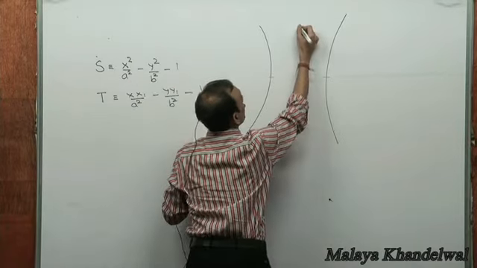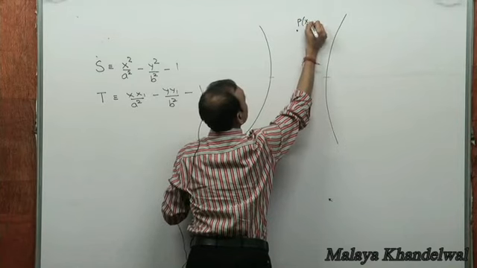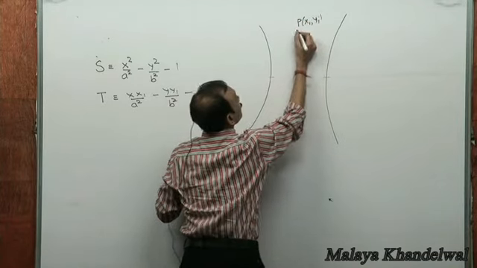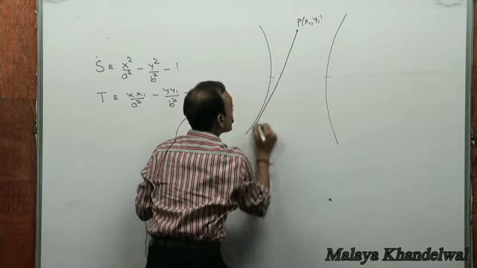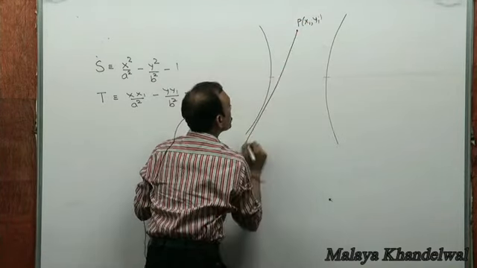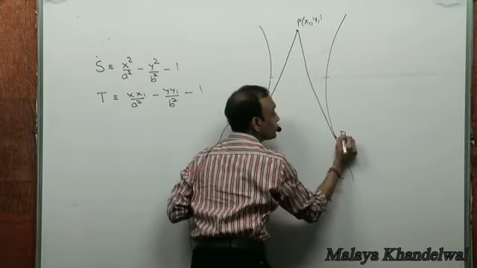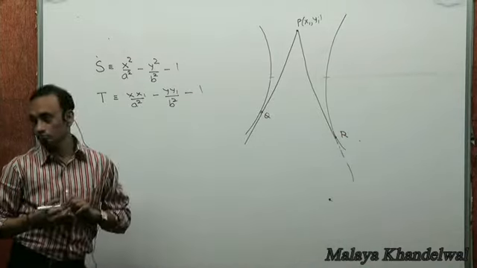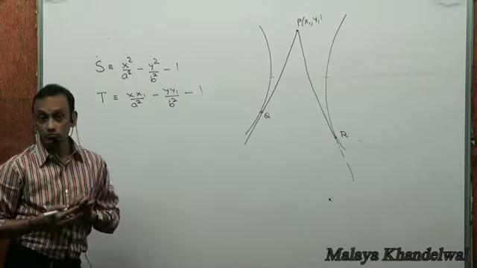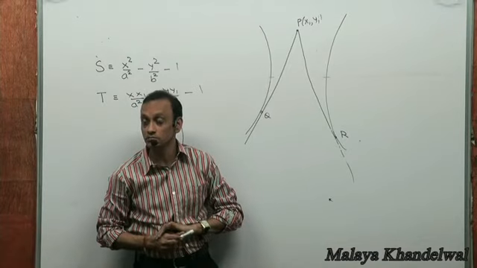So I could have a point here, and from this point there will be a tangent like this to the hyperbola, and there is going to be a tangent like this to the hyperbola. Two tangents. These are tangents drawn to opposite branches. So there are certain points from where you can draw tangents only to the two branches separately, not to the same branch.